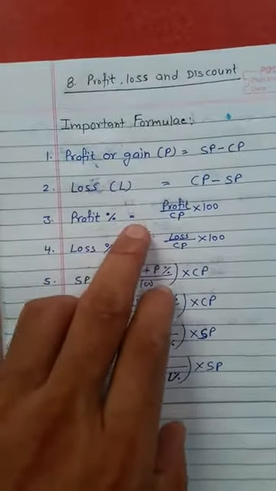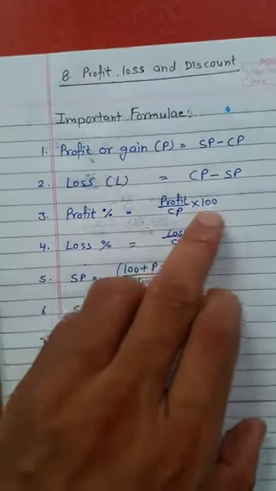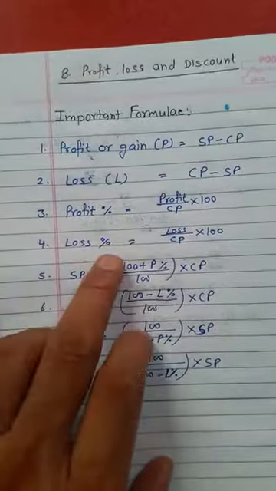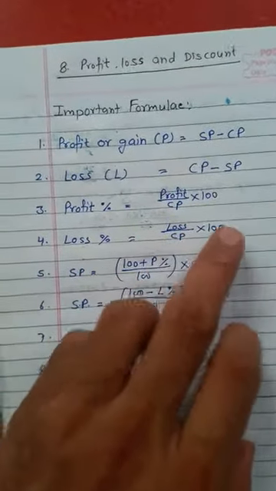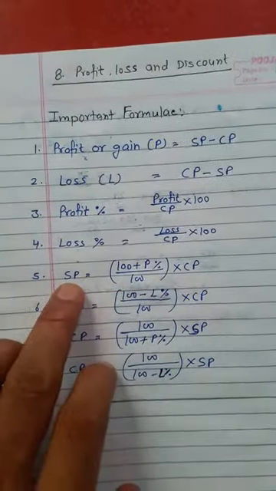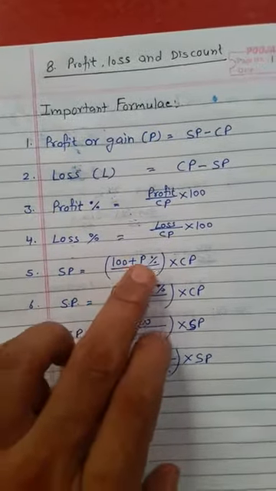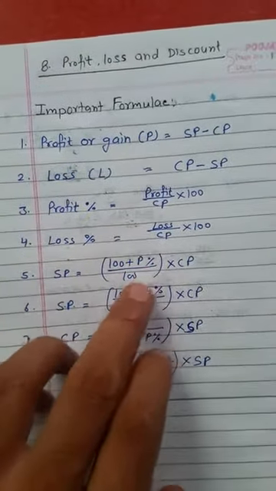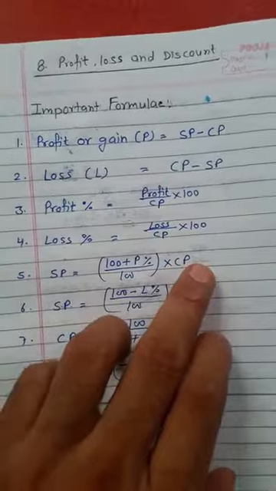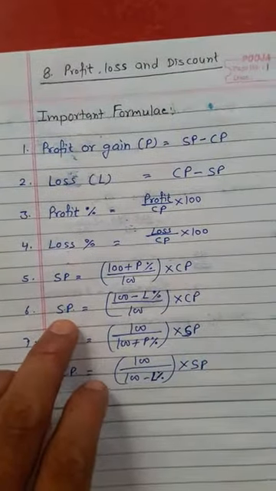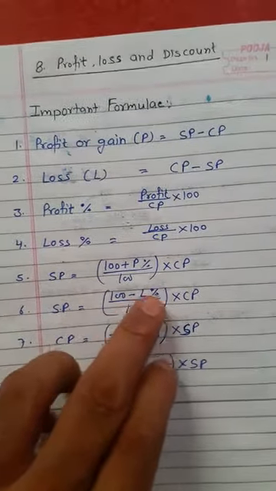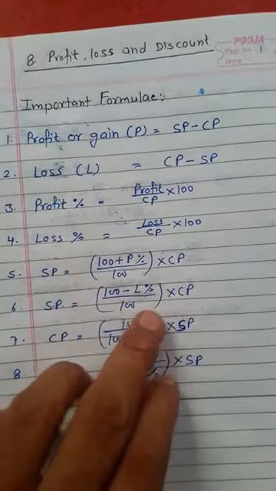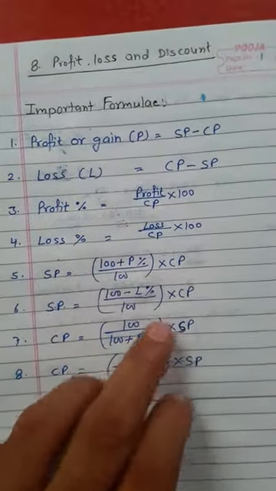Profit percentage is equal to profit upon CP into 100. Loss percent is equal to loss upon CP into 100. SP, that is selling price, is equal to 100 plus profit percent upon 100 into cost price. Selling price SP is equal to 100 minus loss percent upon 100 into cost price CP.